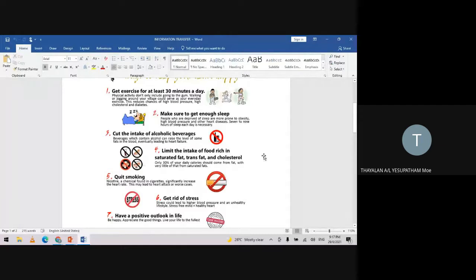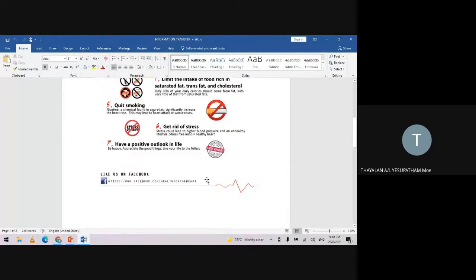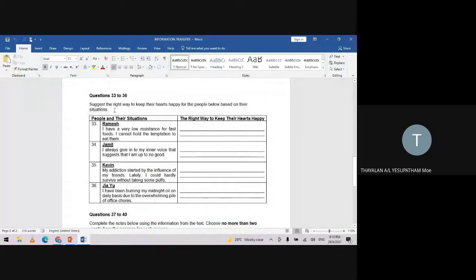Should you write the whole thing? Should you write from limit right up to cholesterol? Yes, that is the way. Yes, Margaret. You need to write from limit right up to the word cholesterol. Limit the intake of food rich in saturated fat, trans fat, and cholesterol. You need to take the whole thing because number 1, do you see any word limit here for questions 33 to 36? No.